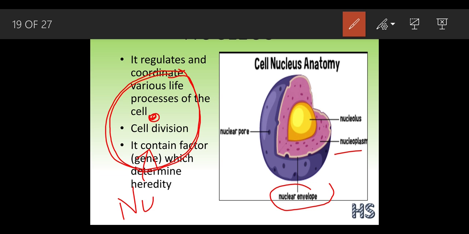There are some thread-like structures which are called chromatin, or chromatin fibers. What are these chromatin fibers? They are thread-like structures present inside this nucleus, called chromatin fibers.